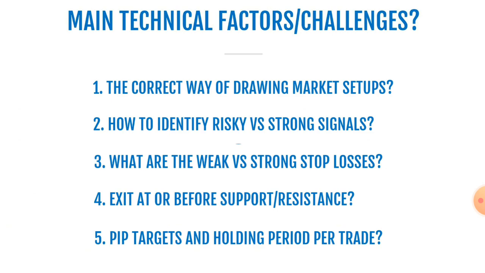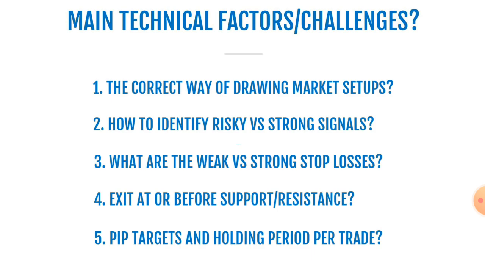The fourth one involves ensuring that we make the right decision in terms of where we exit the trade, whether we exit the trade just ahead of resistance or support, or whether we can actually exit the trade at these areas. And the 5th challenge involves determining our pip targets, which is one of the most challenging things that we can also face in the currency market, because we don't want to be aiming too low, nor do we want to be aiming too high in terms of our pip targets.